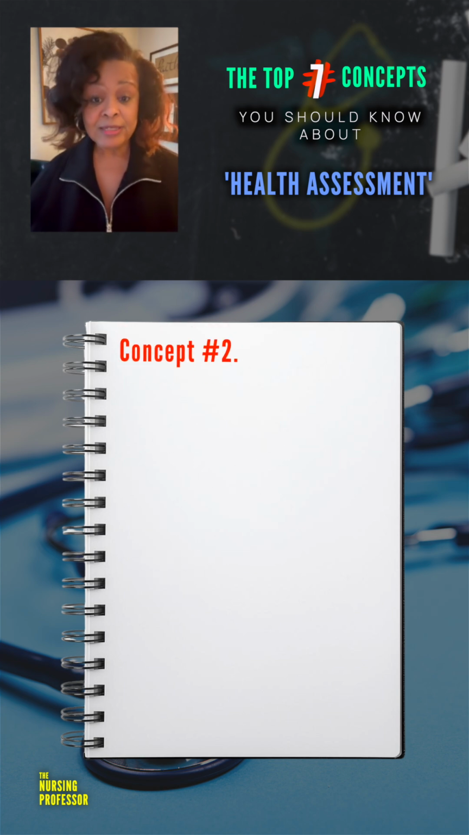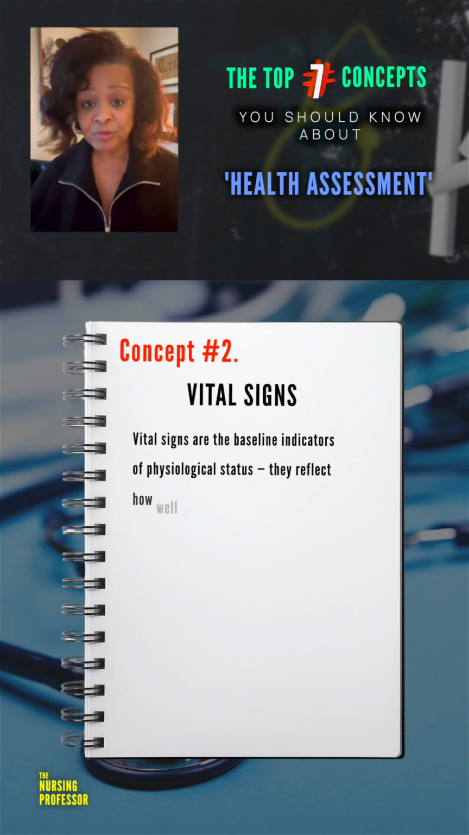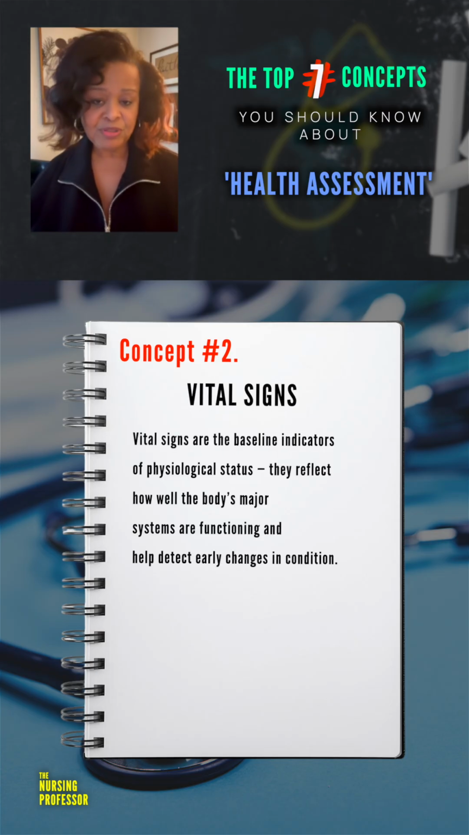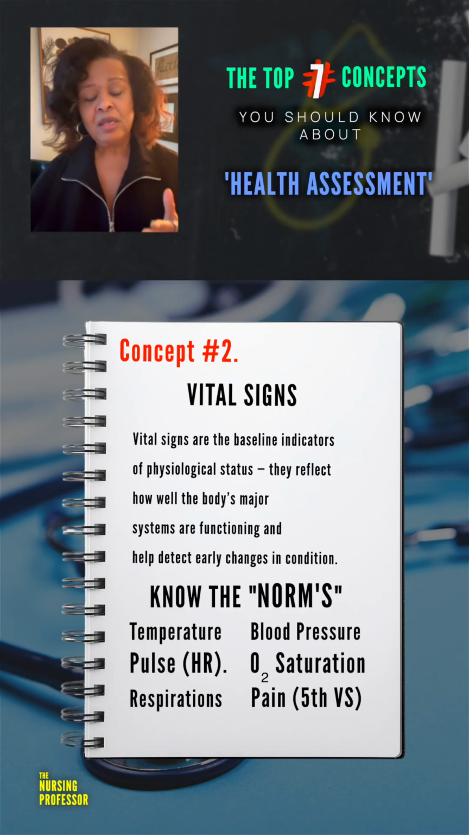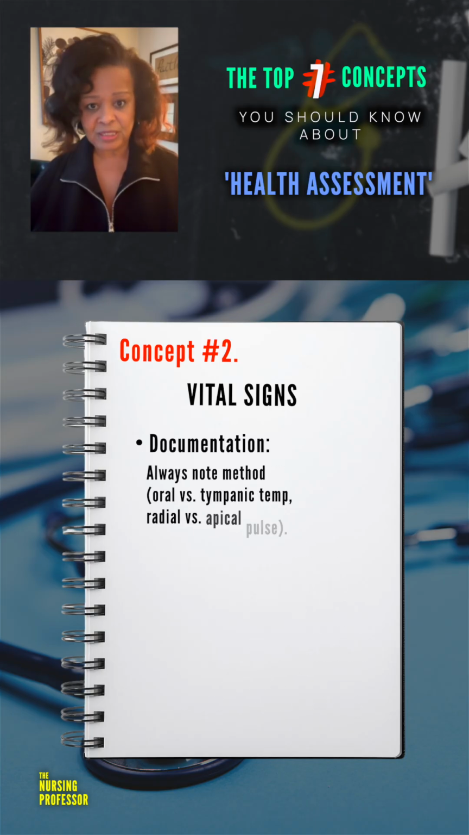So number 2 concept we want to be aware of is vital signs. So with vital signs, we need to know our norms. So normally temperature for an adult is anywhere from 36.5 to 37.5. Heart rates are between 60 and 100. Respirations are between 12 and 20. And our blood pressures are 120 over 80 or less. So any alteration of that should be addressed and should be documented.